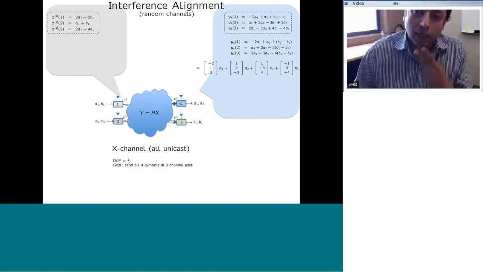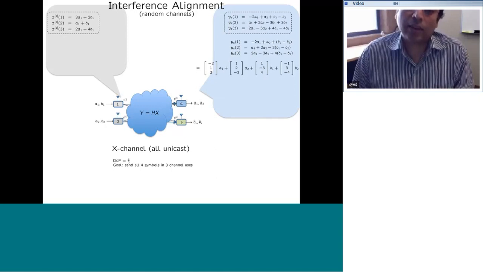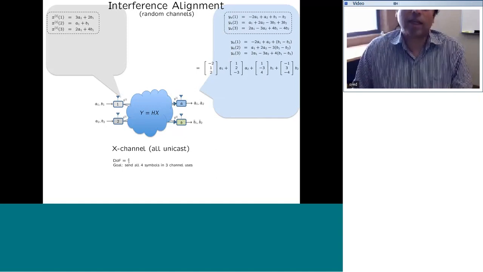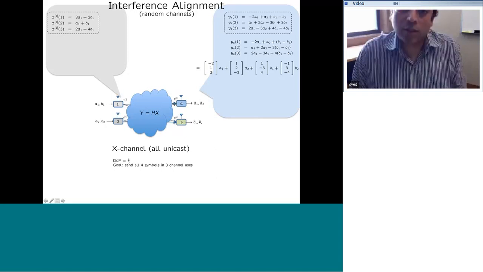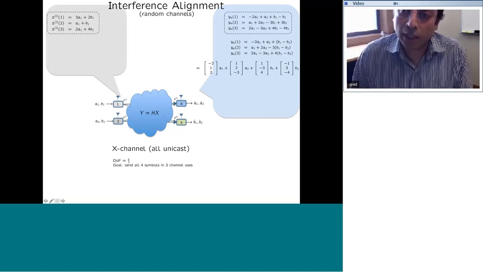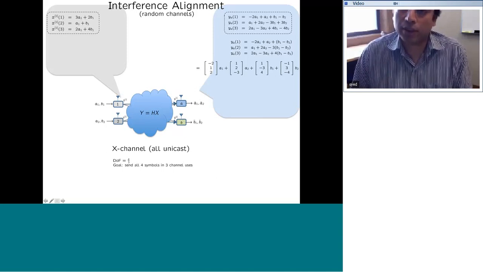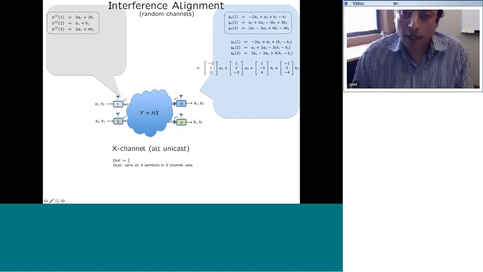Now I will rewrite the same set of equations in a vector notation just to get used to how we talk about these things. So the 3 equations we will write as shown here. What we'll say is that the symbol A1 is received along the signal dimension. This vector represents the signal dimension, -2, 1, 2. That's the direction along which you're receiving the symbol A1. Similarly, the symbol A2 is being received along this direction, and B1 is being received along this vector, and B2 along this vector. Okay. And what is alignment?